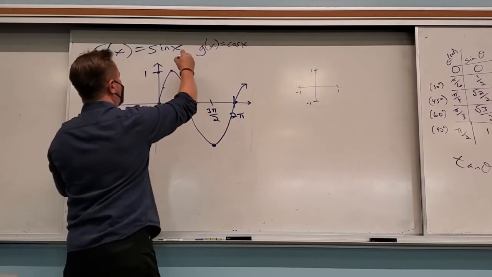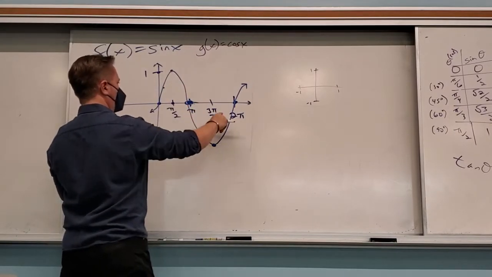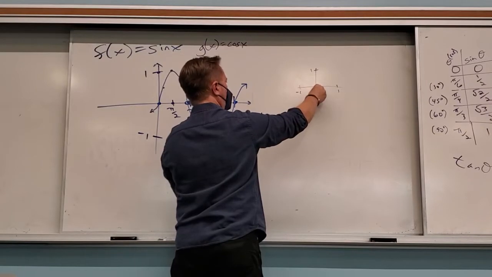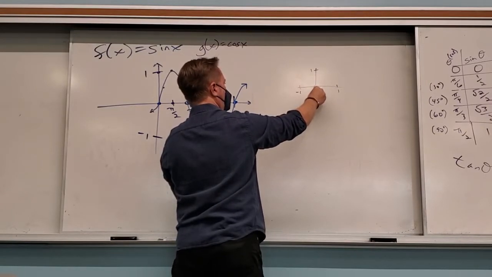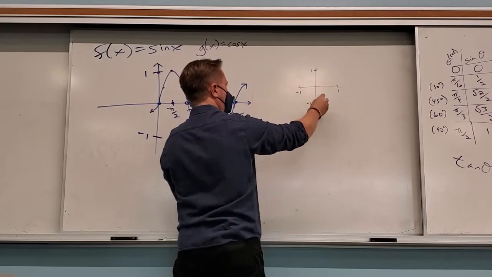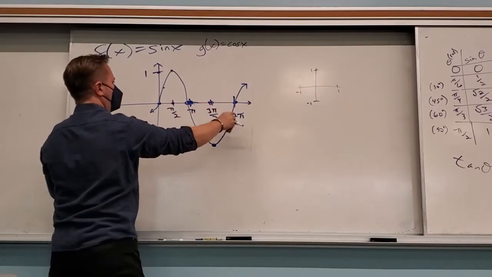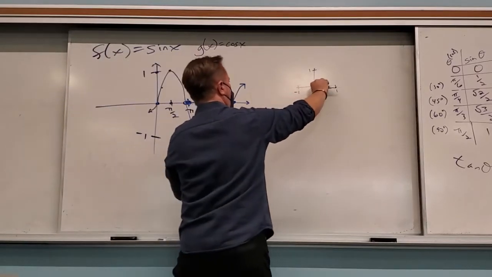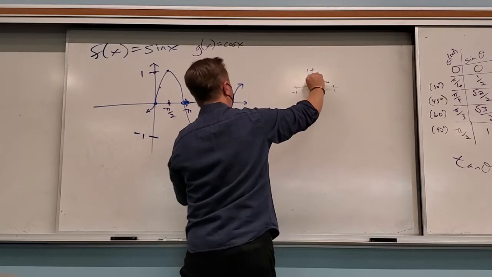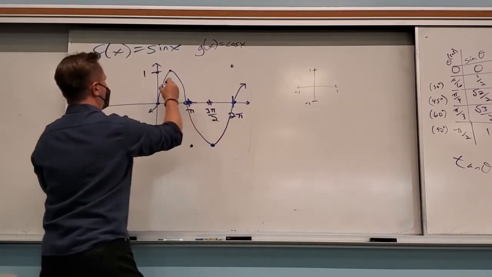So at pi, it's -1. 3 pi over 2, what is it here? Cosine likes x, so what is it at this point? Is there any x piece to this? It's all y, right? So it's 0 again. And then at 2 pi, it's going to be 1 again. So it goes like this.